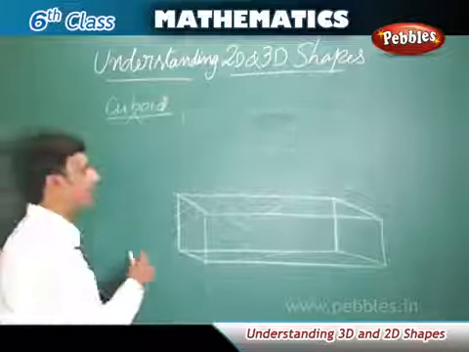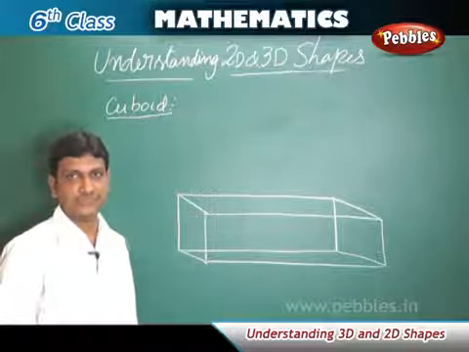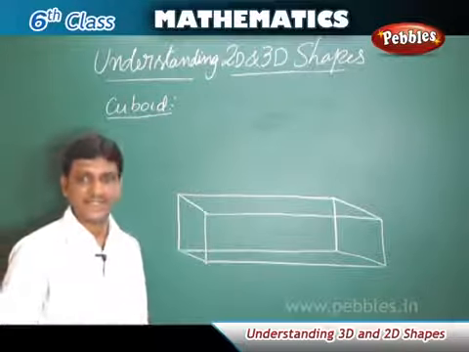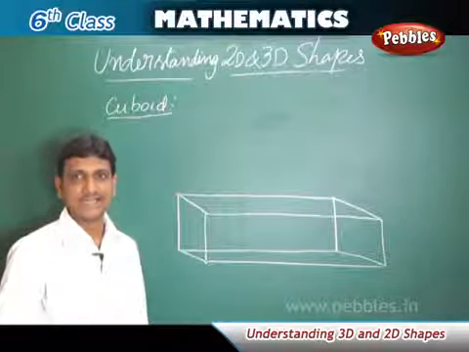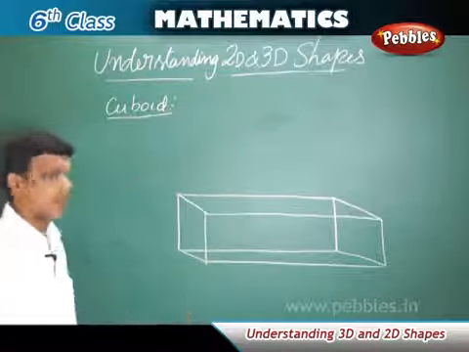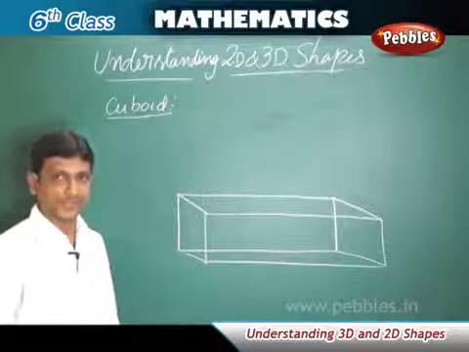Let us learn about the cuboid. A cuboid is a very familiar 3D shape. In our daily life, we see objects like an eraser, a matchbox, a brick, a box. All these are in cuboid shape. Let us learn about the different parts of a cuboid.